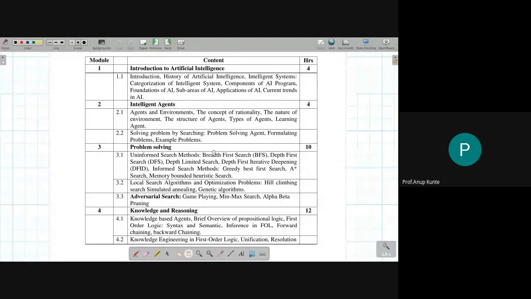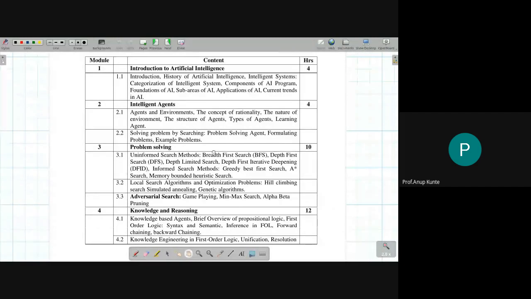Okay, so this AI that we are going to learn in 6 modules of the computer engineering syllabus involves understanding what is intelligence. What do you mean by artificial intelligence? Just going through the historical perspective of intelligence, then understanding what you mean by intelligent systems. What are different categorizations of intelligent systems? What are components of an AI program? If I have an AI application or AI program, then what would be the components? What would make a program called an AI program?